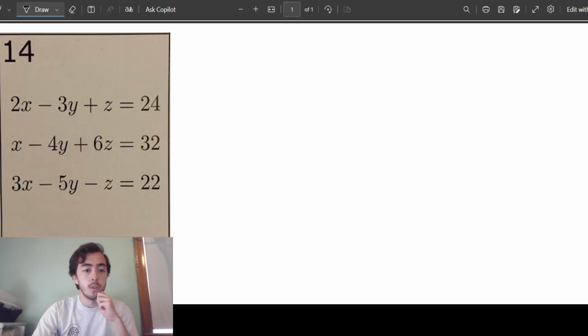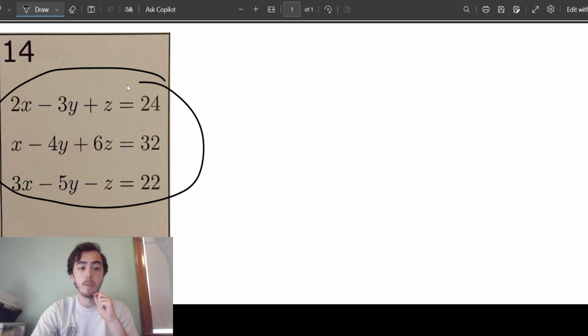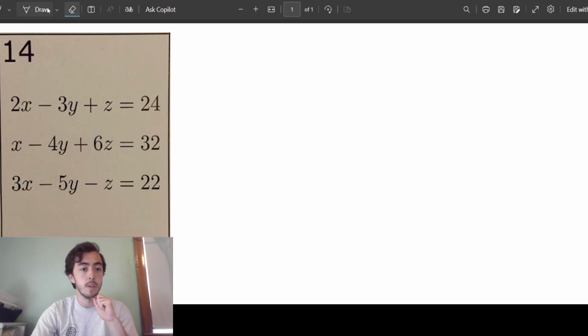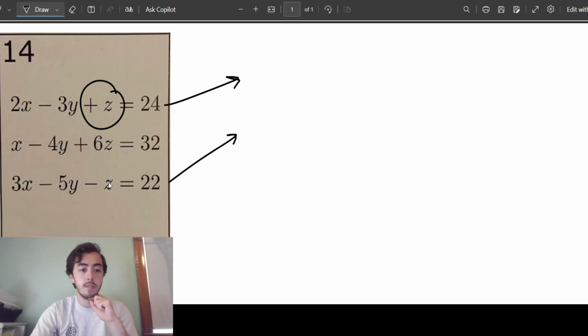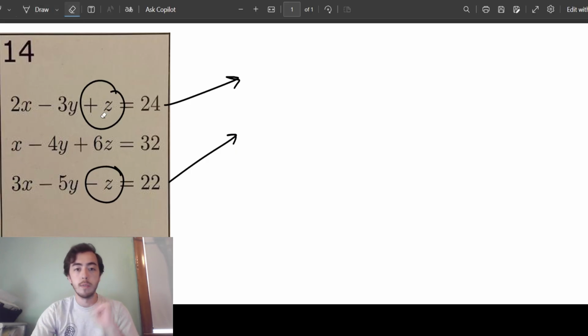I want to eliminate some variables, get rid of some variables. So I'm turning a problem with 3 variables into a problem with 2. I'm noticing that these 2 equations have a positive z and a negative z, and so I want to do something with these.